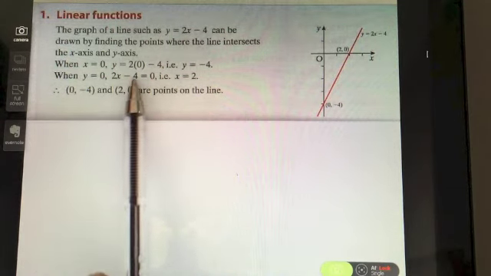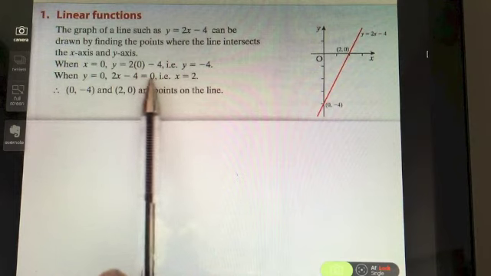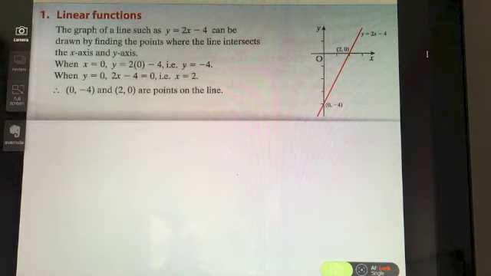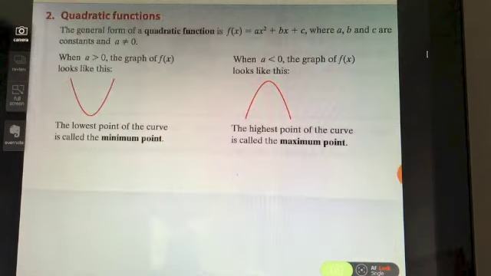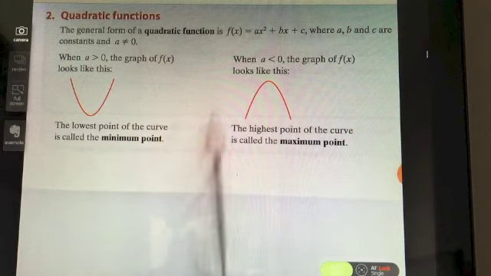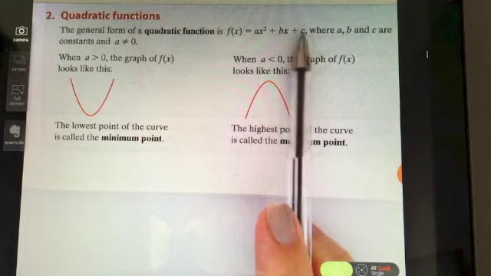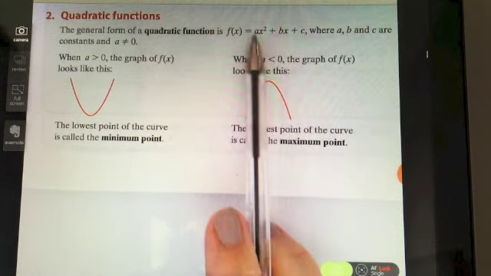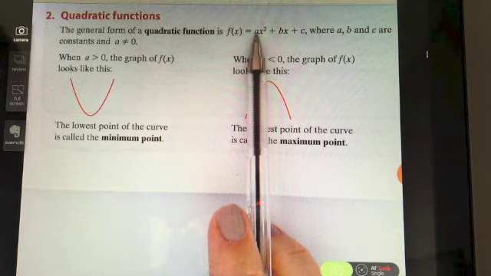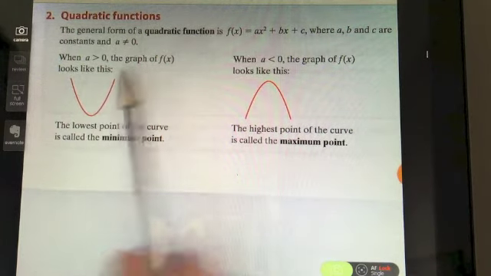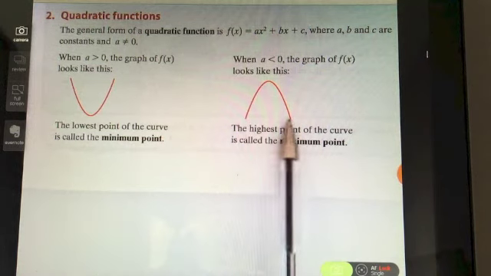And if it cuts the x axis, you let y equal 0. And you get 2x minus 4 equals 0, so therefore x is equal to 2. So it cuts the x-axis at 2. So linear functions represent a straight line. Then of course we have quadratic functions. They would be of the form ax squared plus bx plus c. And if the number before the x squared is positive, it of course will be a U shape, and if it's negative it will be an N shape.